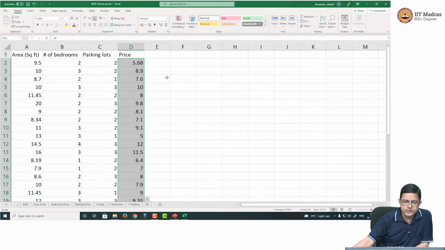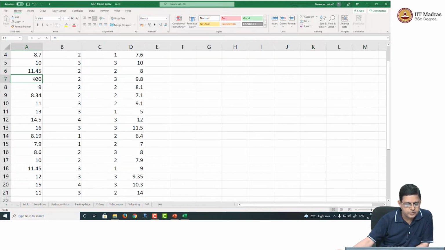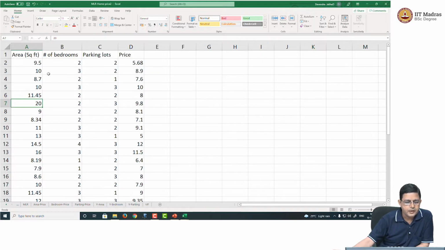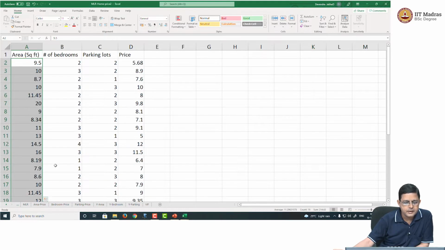Now it is our hypothesis that the price of an apartment will be dependent on its area measured in square feet. So this is 950 square feet, this is 1000 square feet, this is 870 square feet, this is 1000 square feet, this is 1145 square feet, there is an apartment which is 2000 square feet. So these are the sizes of the apartments.